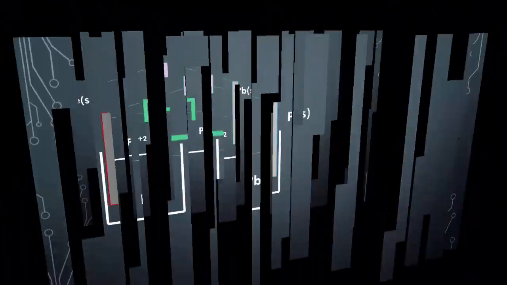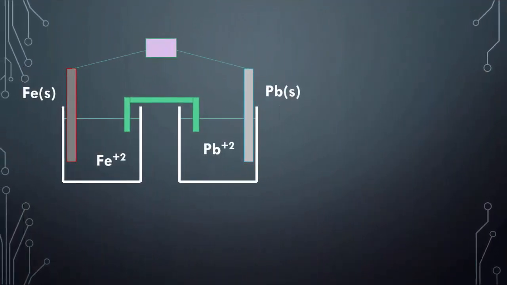So let's look at this little tiny question. Here we see a voltaic cell, and on the left-hand side you're noticing one of your electrodes is iron, and on the right-hand side your other electrode is lead. And you're noticing in the half reaction on the left you have iron ions, and on the half reaction on the right you have lead ions. You have a salt bridge connecting the two, and you have a load up top.